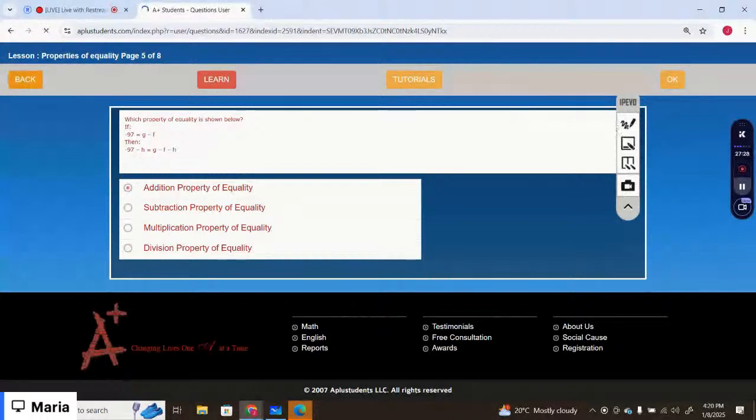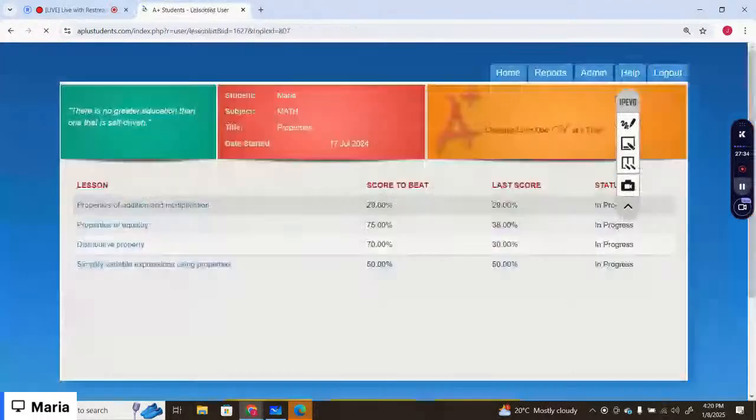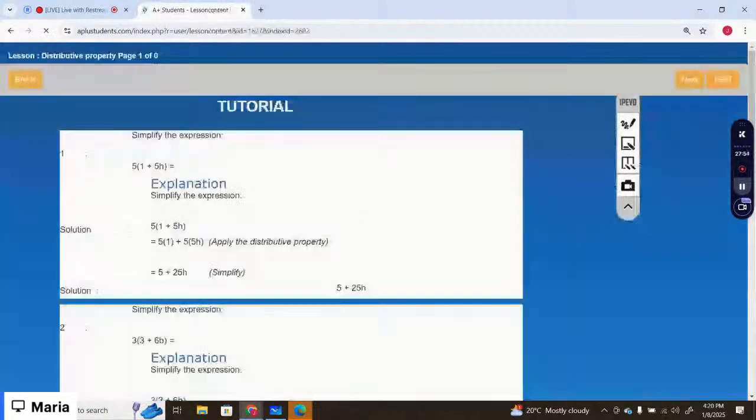Okay, you can complete the lesson by yourself later today. Let me just move on to the next lesson. Distributive property.